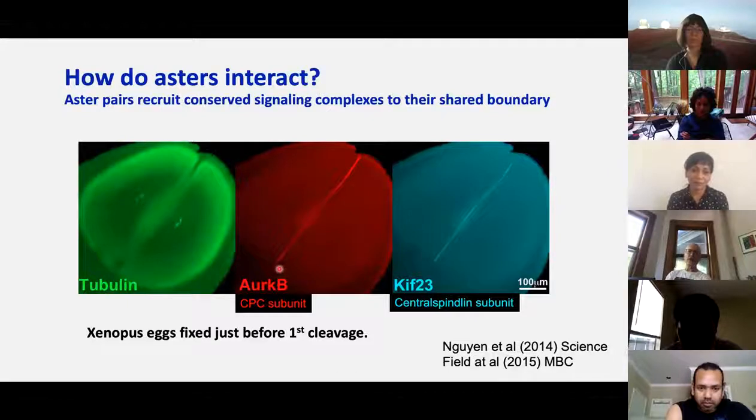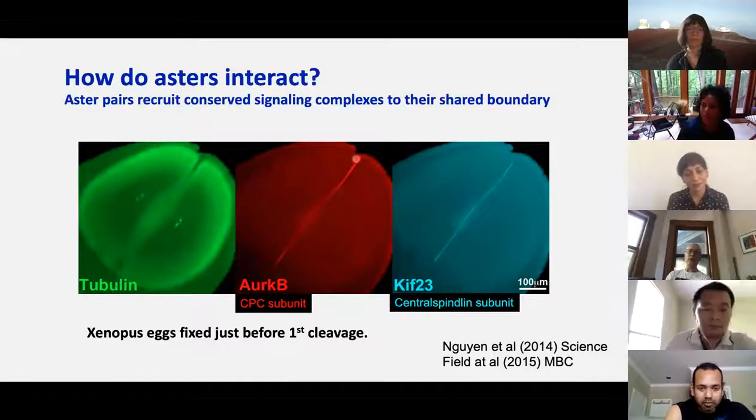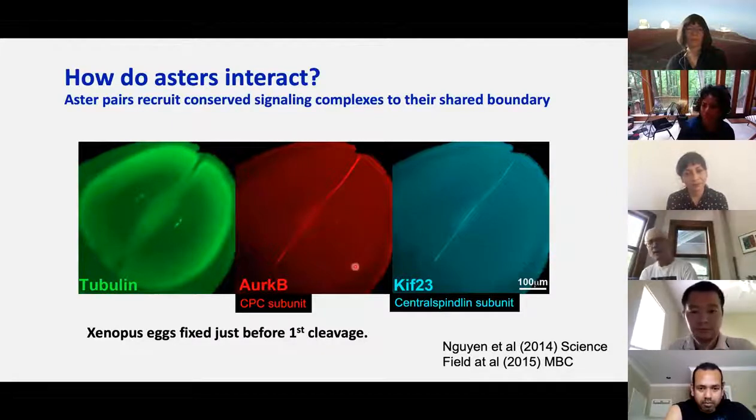And you can see here they're recruited to a plane. So this is a plane cut in cross-section where the two asters meet. And this plane has really two activities. It stops the microtubules from crossing into each other. And when it touches the plasma membrane, it will trigger the cleavage furrow. And we published quite a bit on that. I'm not going to talk about that in much more detail.